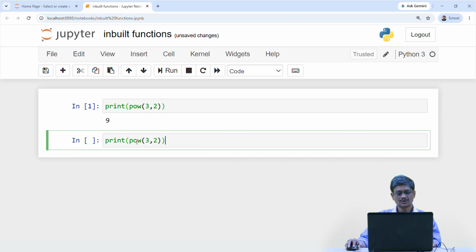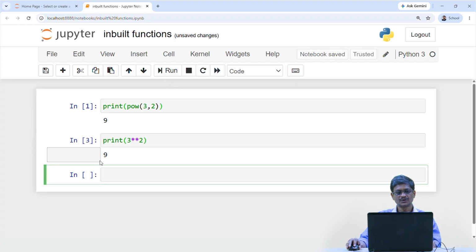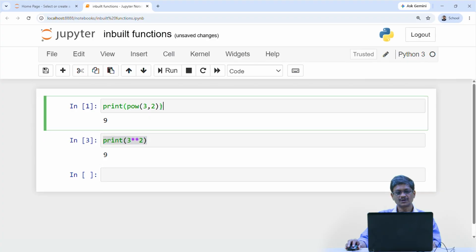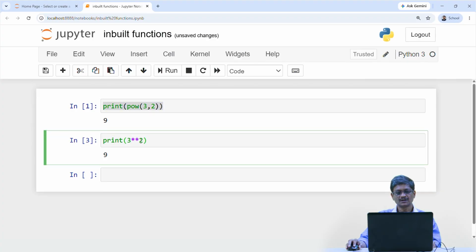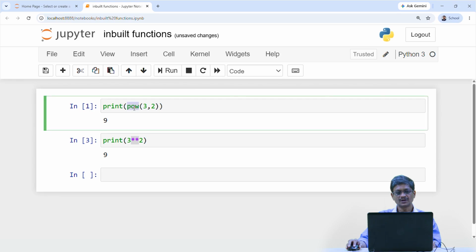The same output can also be achieved with the help of the double star operator. Here I don't need the power function, so let me delete this, and if I execute this one more time, I'm going to get the same output. The difference between this print statement and this print statement is that in this one we are using an operator, and here we are using a function called power.